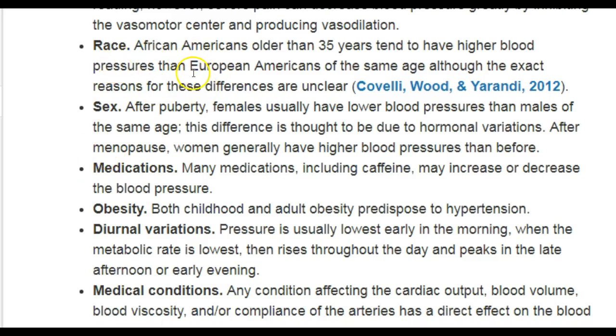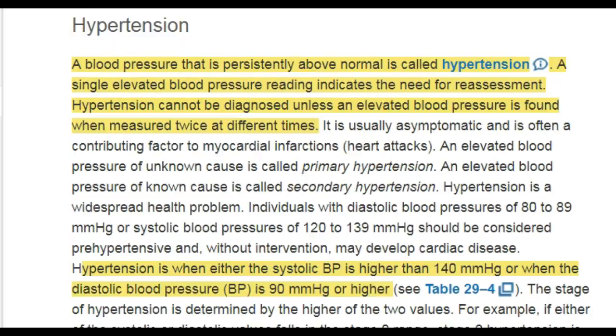Look at the race cell. African Americans older than 35 years tend to have higher blood pressure than European Americans of the same age, although the exact reasons for these differences are still unclear. As we continue to look at hypertension in your book, I believe it's on page 500 or so, look at here. I wanted to make sure you understood this.